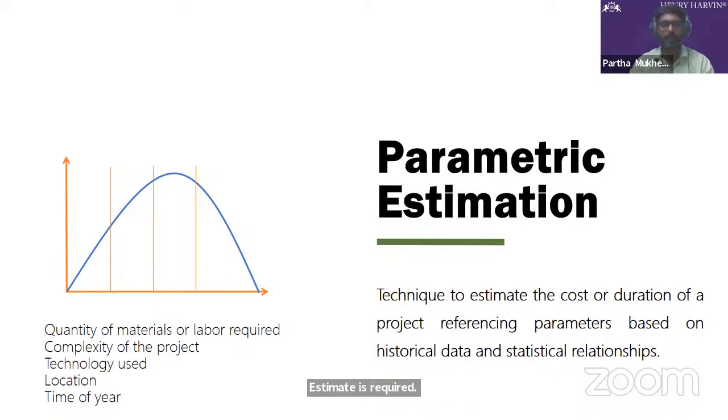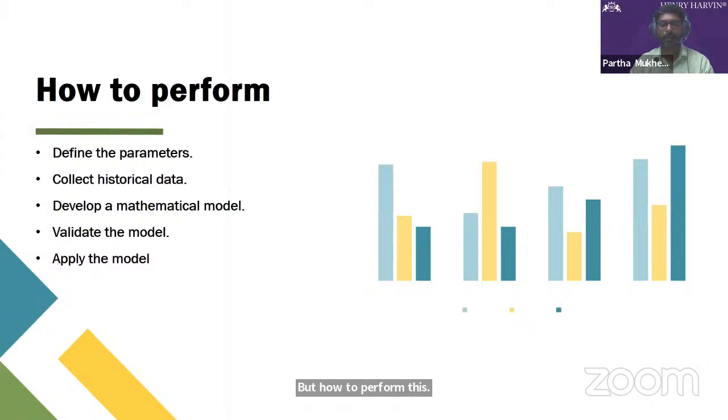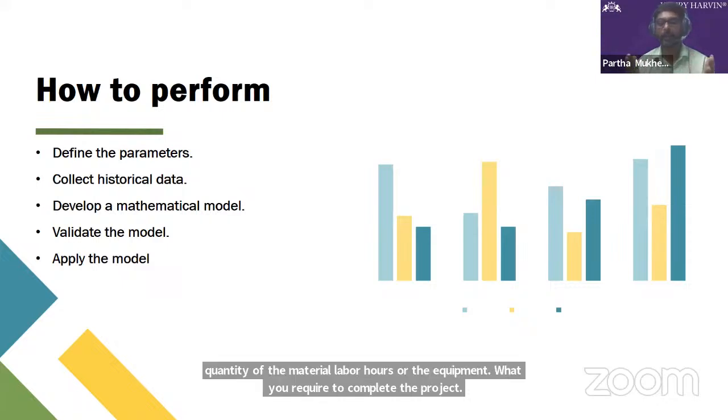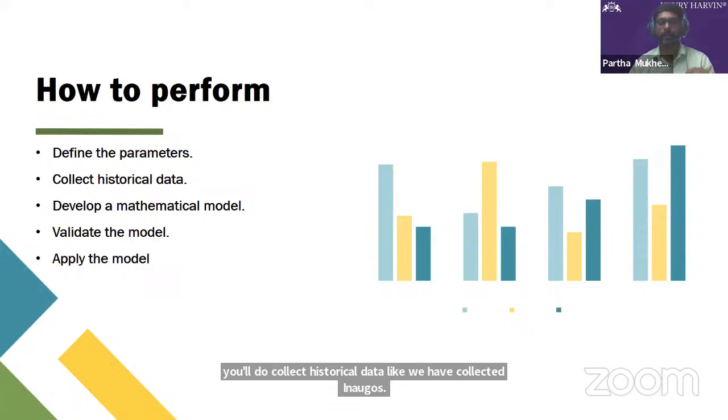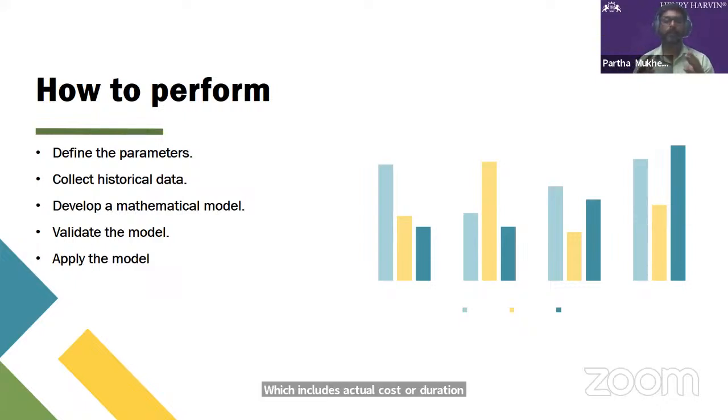But how to perform this parametric estimation? We need to define the parameters first. You have to identify the key parameters that are going to affect the cost and the duration of the project, like quantity of material, labor hours, or the equipment you require to complete the project. So you need to define the parameters, as I have mentioned. Then you need to collect historical data like we collected in analogous. You have to gather all the data from similar past projects, which includes the actual cost or duration of the project and the values of the parameters which we identified in step one.